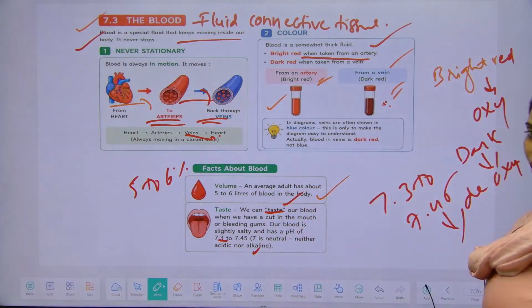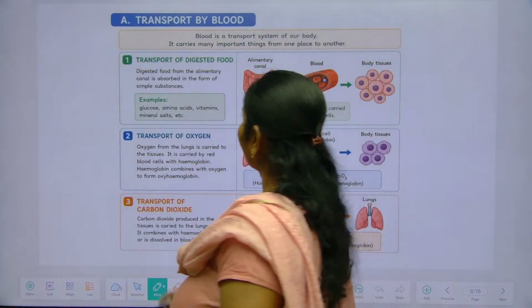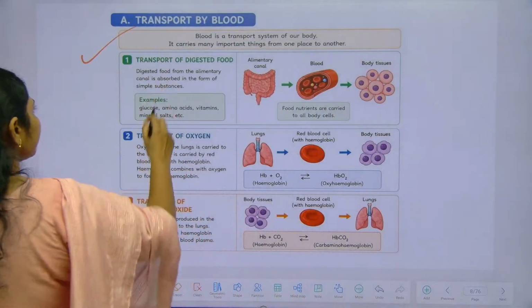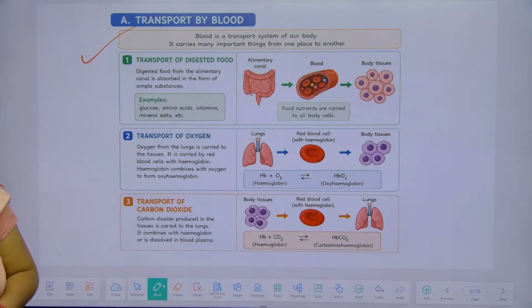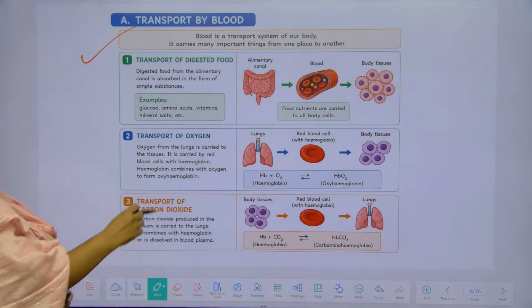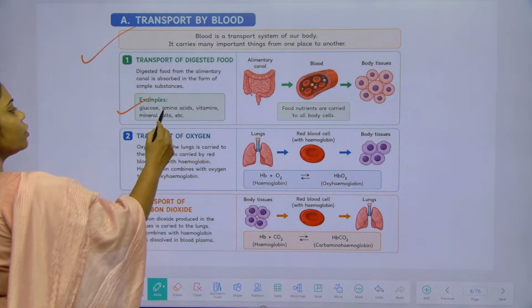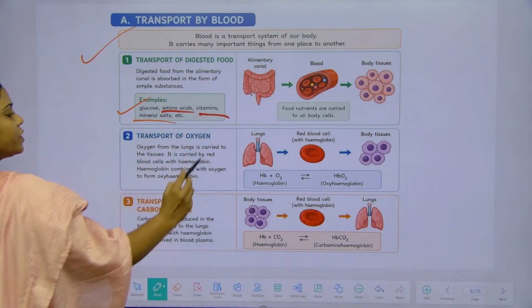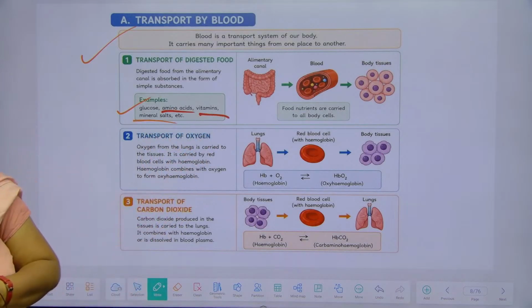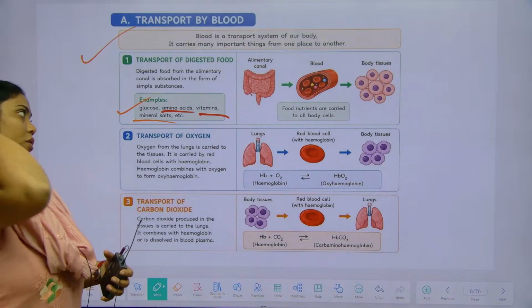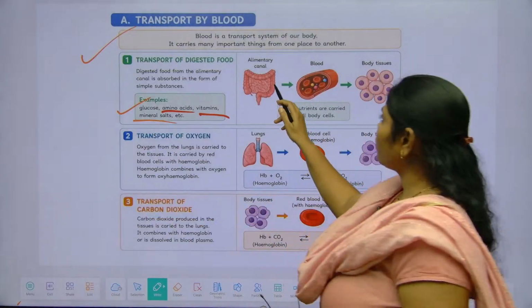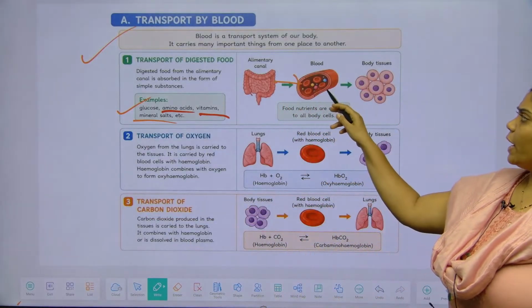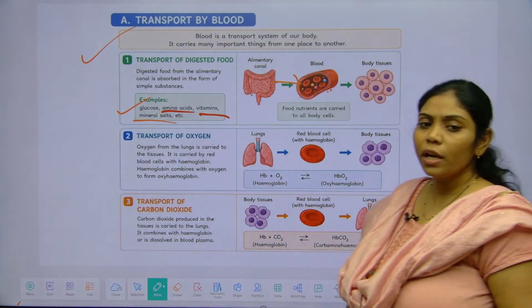Slightly, not concentrated. Clear? Okay. So already we have discussed transport. What is it transporting? Digestive food substances. What are the digestive food substances? That may be glucose, amino acids, vitamins, minerals, salts. Whatever food we have, all of it will be transported through the blood itself. From where? From the alimentary canal to the blood, from blood to the body tissues.